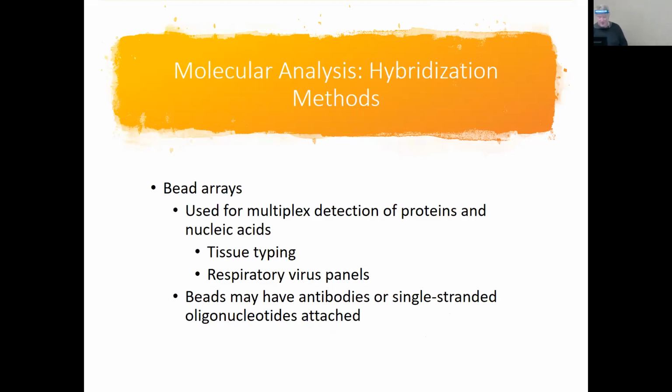So bead arrays are kind of what we use today. We use this bead array for multiplex detection of proteins and nucleic acids. So we use it for tissue typing or respiratory virus panels. The beads may have antibodies or single-stranded oligonucleotides attached. So basically it's a detection. You mix in your sample. If the sample has a specific link or specific DNA, then the bead array will detect it. So we're all about detecting with hybridization methods.